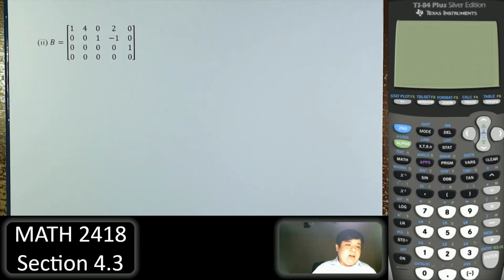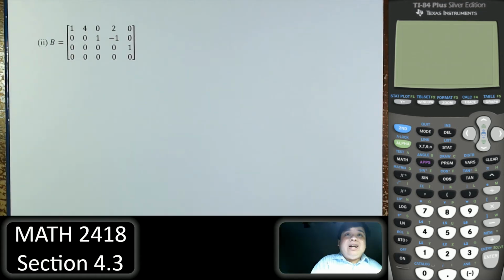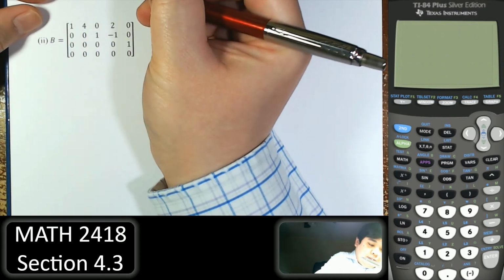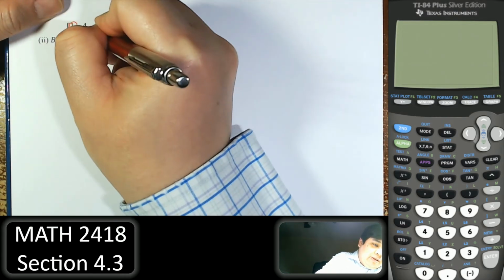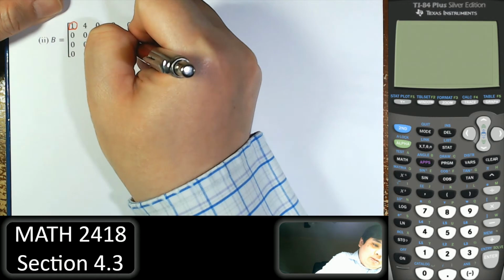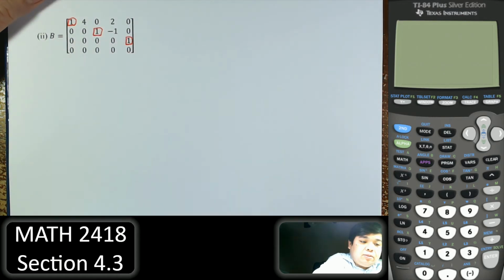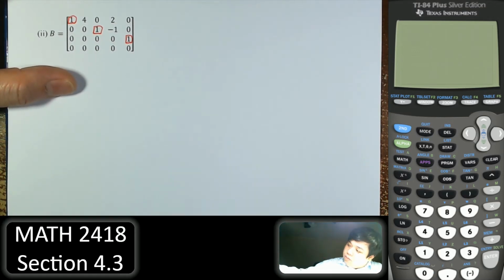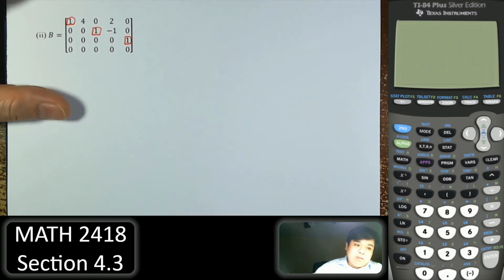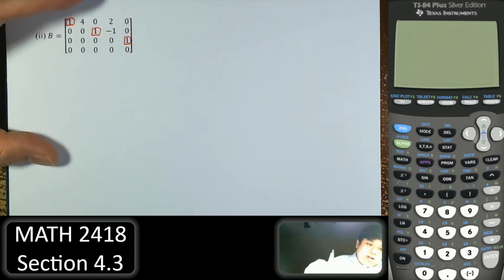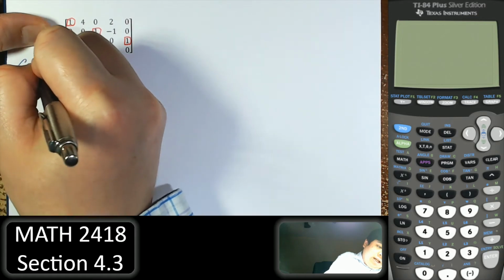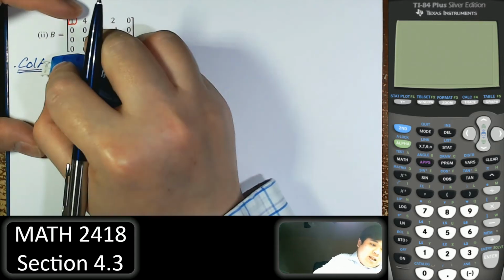Right, now we have this one. Good thing this is already in the reduced row echelon form, so we don't have to do much. So we already have reduced row echelon form. So let's write for the column space of A. In this case, this is B.